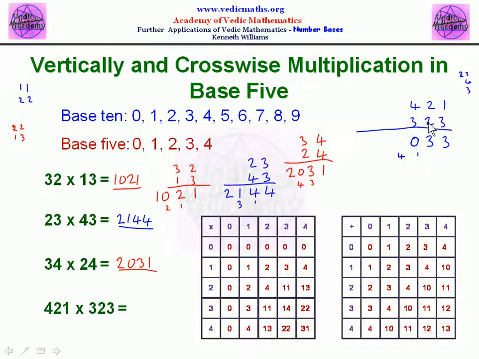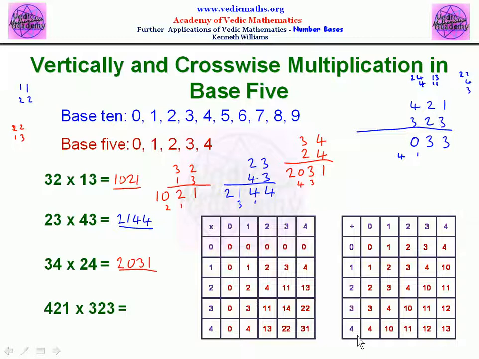The next step is this cross product here, 4 times 2 and 2 times 3. So I'm going to have 4 times 2, which is 13. Let's write it. And 2 times 3, which is 11. That gives me 24. So I've got to add the carry 4 on to 24. To add 24 and 4.